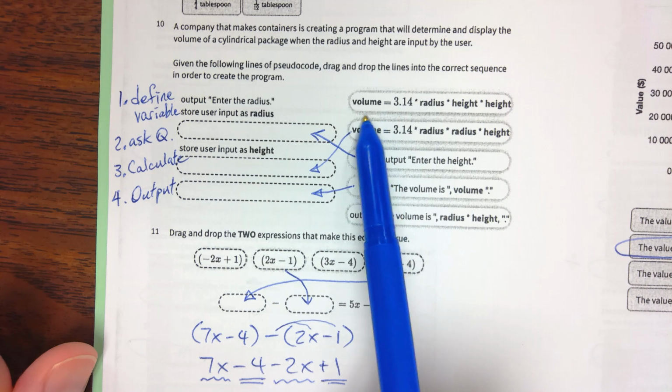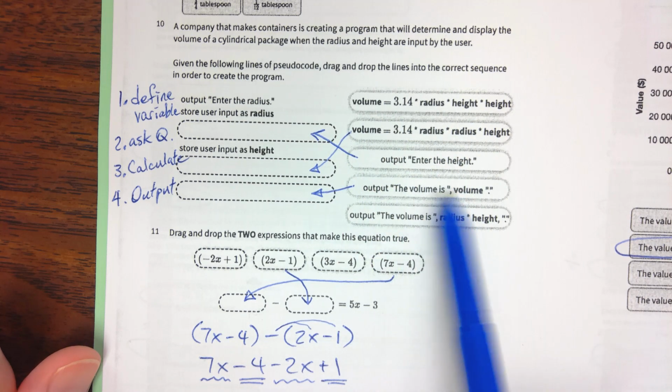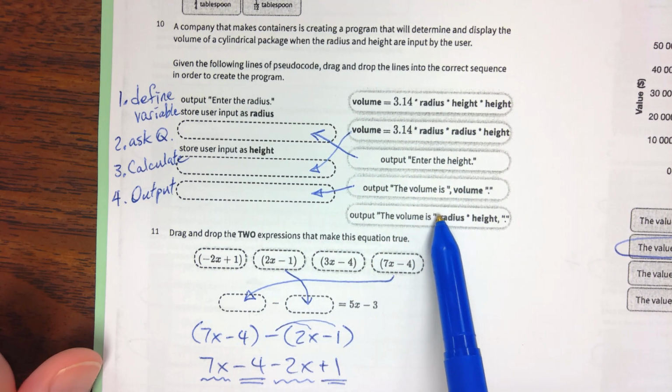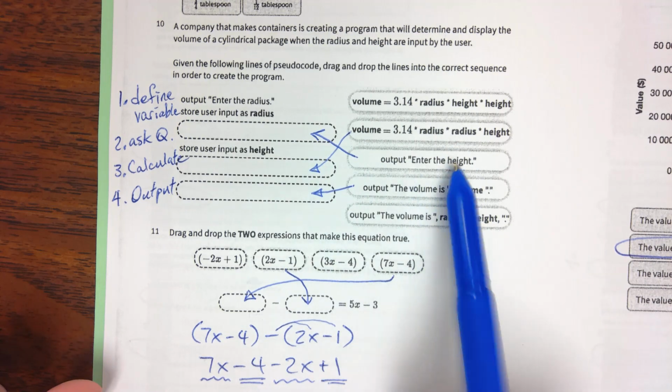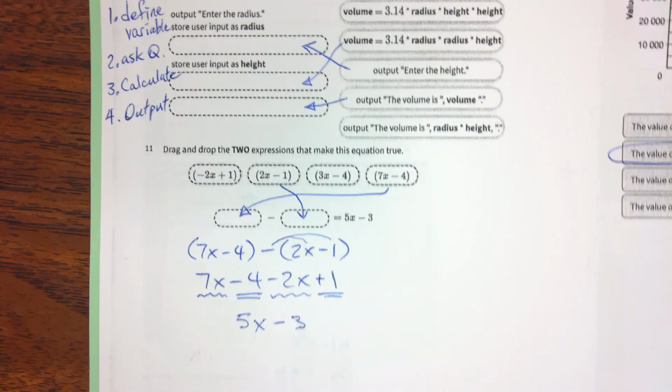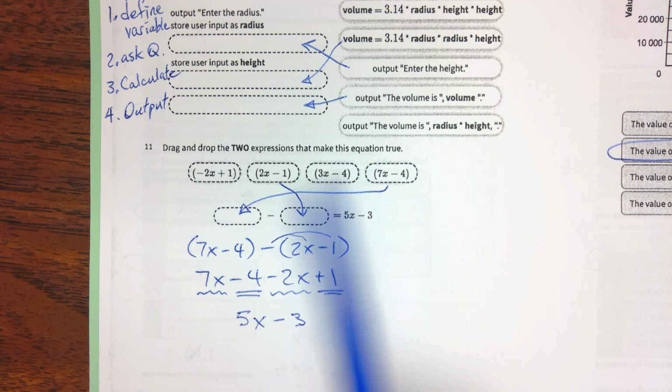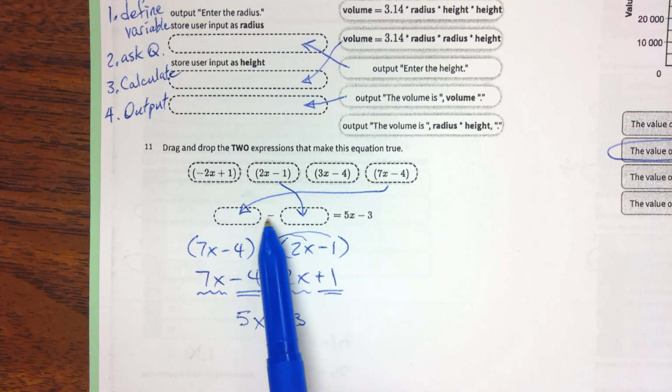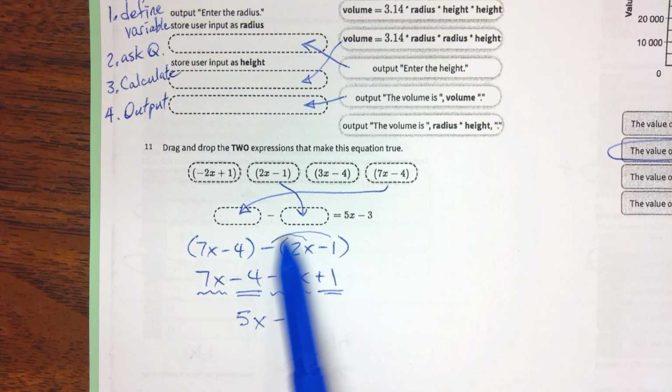Okay. Notice these ones, it won't actually work when you type this into the coding program. But again, it's the idea. Okay, drag and drop the two expressions to make it work. So just be careful here. It's a subtraction sign in between. So when you distribute, you have to distribute that negative as well.